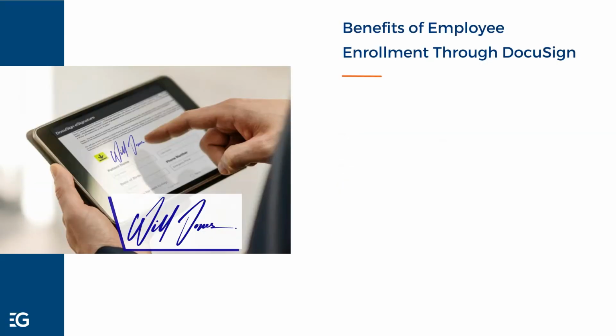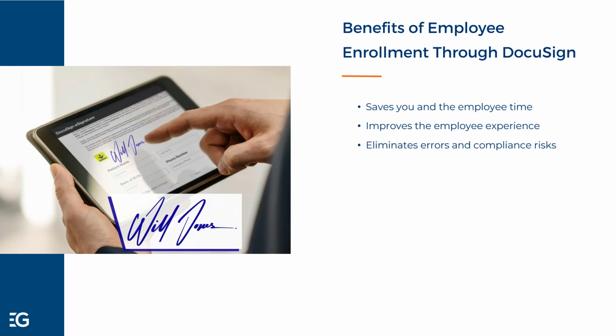Let's review the benefits of the employee enrollment through DocuSign. It saves you and the employee time. What used to take hours using paper only takes less than 30 minutes of your time and the employee's. It improves the employee experience. Redundant information such as employee name, address, social security number, and others only need to be filled out once, and then it auto-populates throughout the rest of the packet.